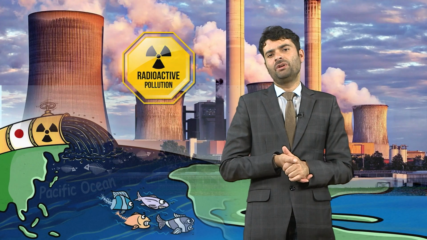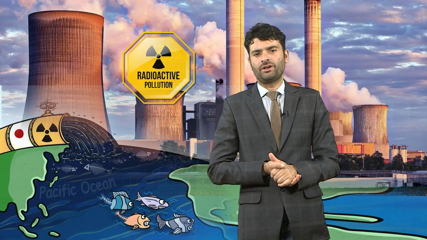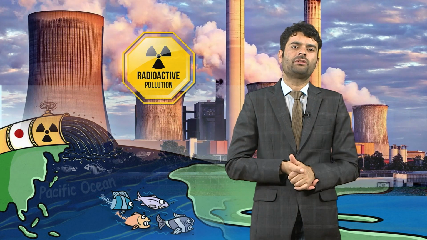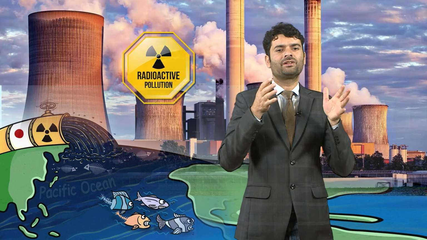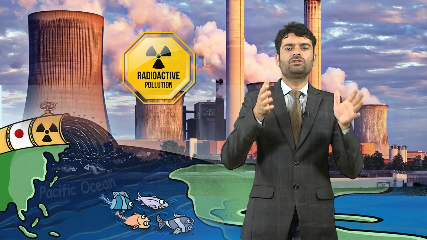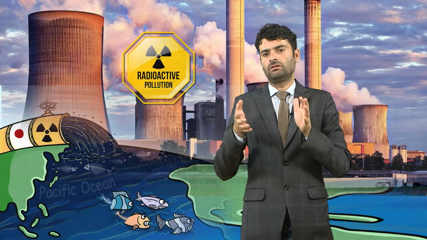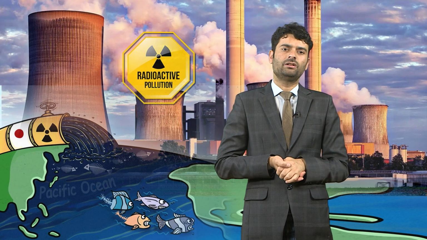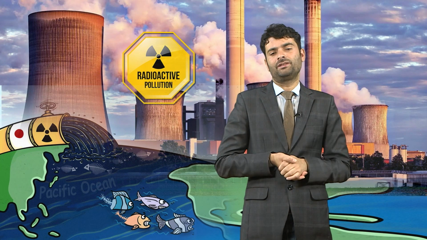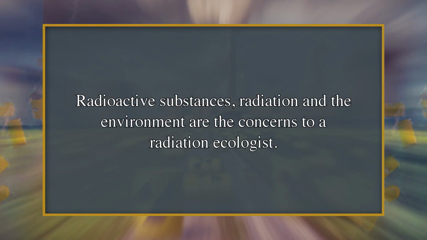Dear students, major radiation hazards are the result of exposure to gamma rays or neutron rays. All these forms of radiation are called ionizing radiations because they possess enough energy to rip electrons away from atoms, leaving charged atoms called ions, and these ions are the primary cause of damage in tissues. Radioactive substances and radiation in the environment are the concern of radiation ecologists.